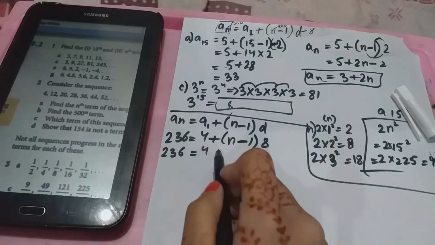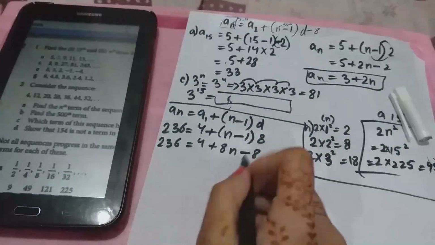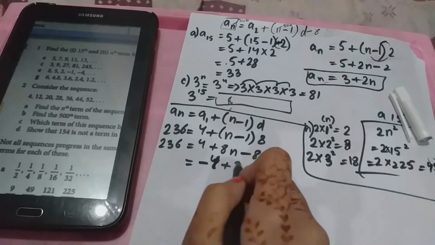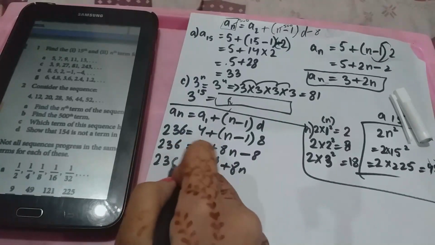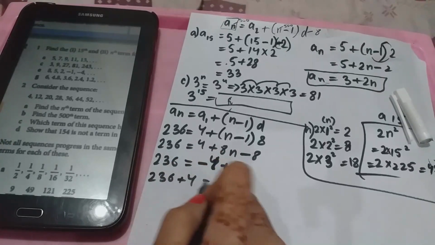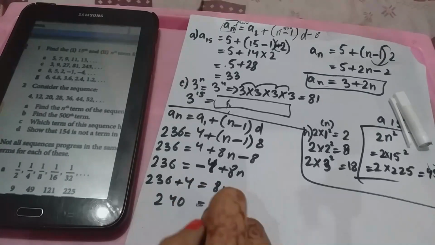Okay, so 4 plus 8 into n will be 8n, minus 8 ones are 8. 4 minus 8 will be minus 4, right? Minus 4 plus 8n equals 236. Now we need to move this minus 4, so 236 plus 4 equals 8n. 236 plus 4 will be 240 equals 8n.